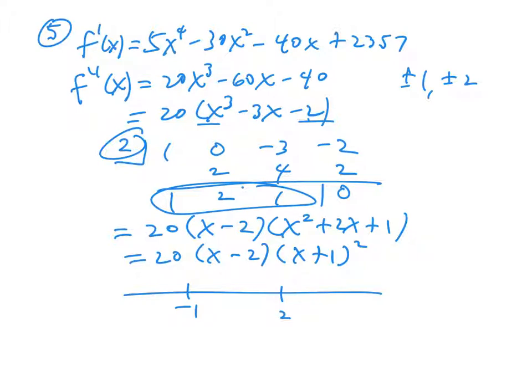Plug in a number bigger than 2, say 3. So you would get 20 times positive, which is positive. And then it's going to change to negative here because 2 came from this factor, but that has an odd power, right? Negative 1 came from this factor. It has an even power, so it's going to stay the same. So what was the question? When is the second derivative positive? Well, obviously when x is greater than 2. Kaboom! Synthetic division is fun.